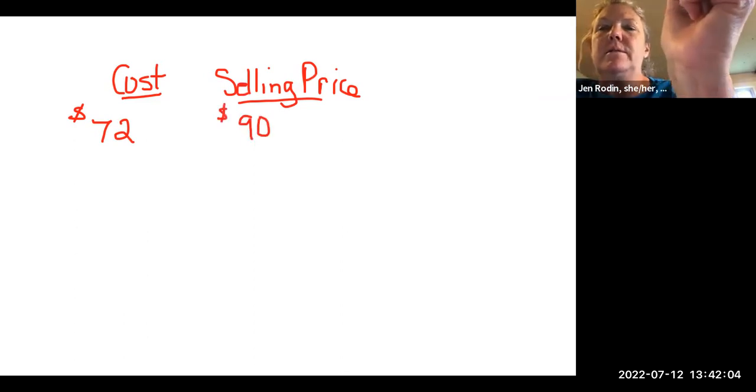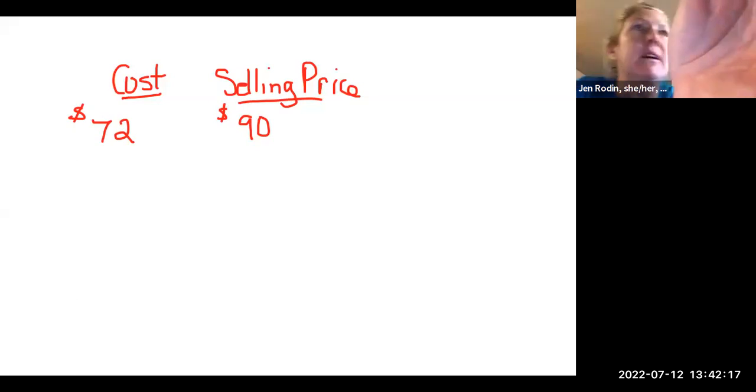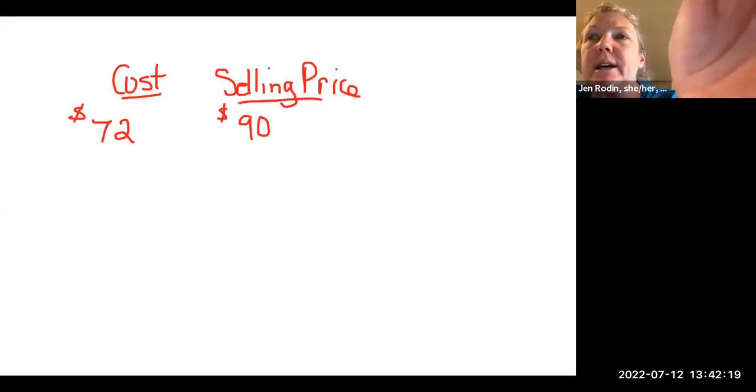Try to account for, like right now, if gas is $5 a gallon and you go to Rapid City, like my car, if it's 100 miles to Rapid City, and my good car gets 25 miles per gallon.